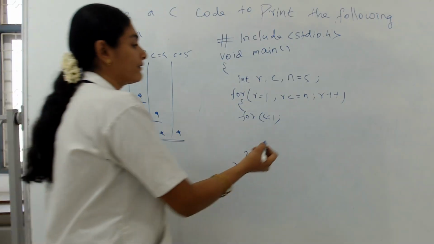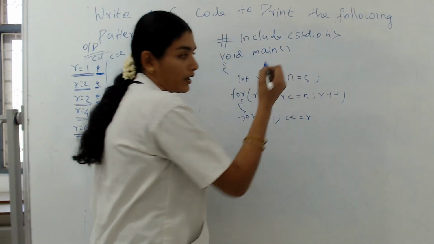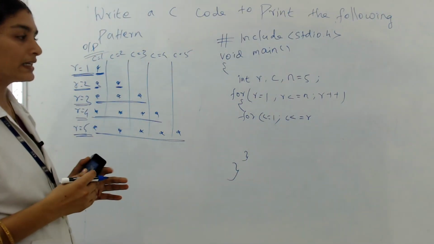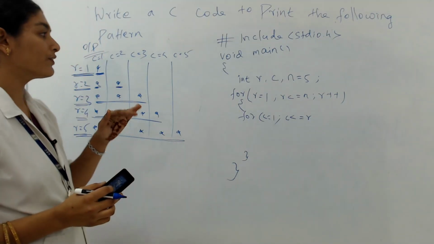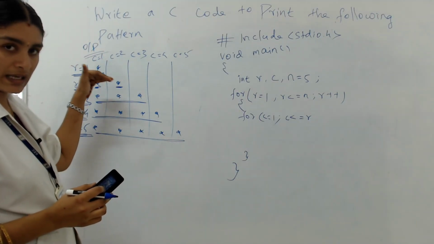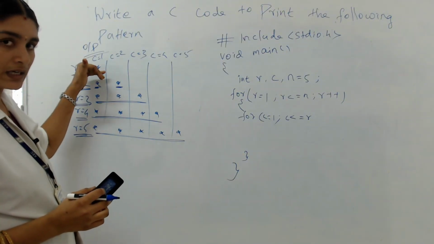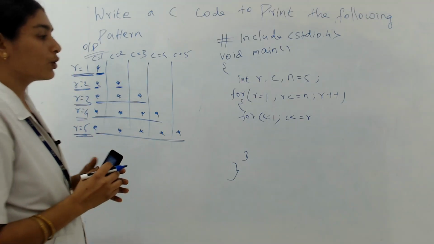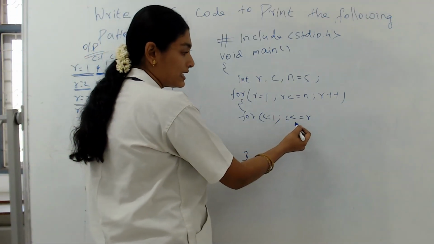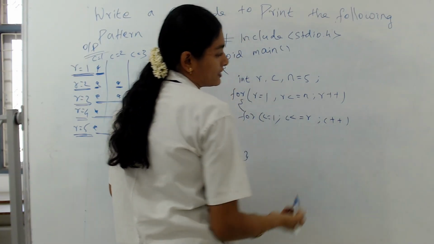So we can write our condition as c less than or equal to r. Why are we taking the condition as c less than or equal to r? Because the values filled in the respective columns are based on the row count. Row count is 1 means only 1 star is present in my output. Row count is 2 means 2 stars are present. So I can set my condition as c less than or equal to r. Next one is the c increment, c plus plus.